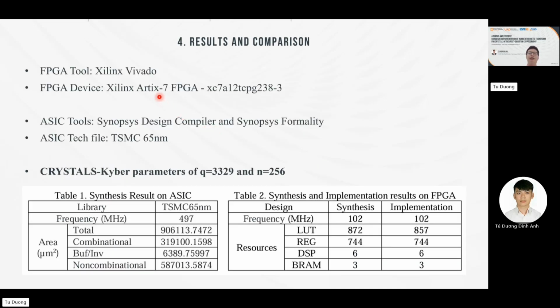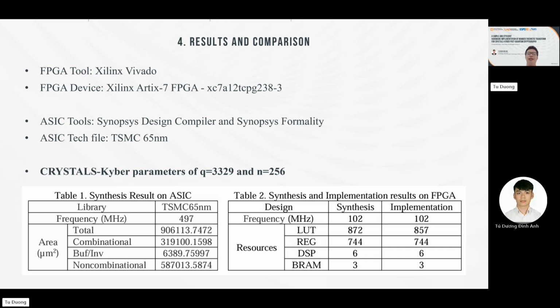So here are our results. Let's talk about the FPGA. On the FPGA, we chose to implement on the Xilinx Artix-7. Table 2 here shows the results for the synthesis and implementation on FPGA. You can see the frequency we got is 102 MHz. We utilize the DSP block and the BRAM block so that we can reduce the number of lookup tables and the flip-flops that we use.